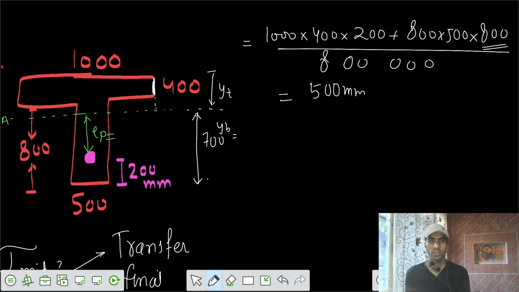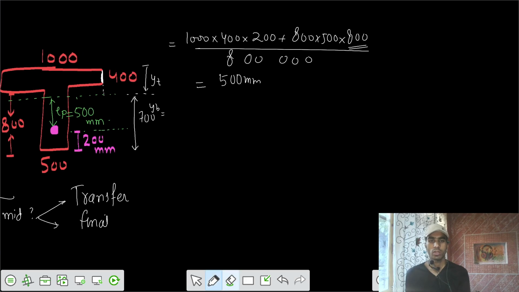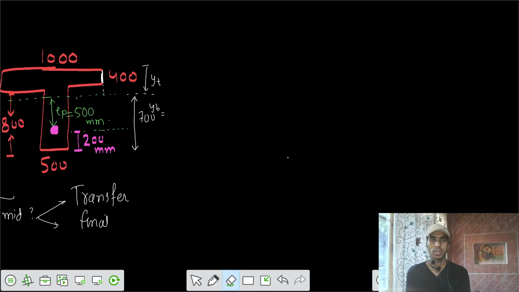So can you get the value of eccentricity now? If this is 200, that means this part is 500. Eccentricity from the neutral axis is 500 millimeters. So finally, all we need is y top, y bottom, and EP. Let's go for that now. Let's take the first case, the transfer stage.